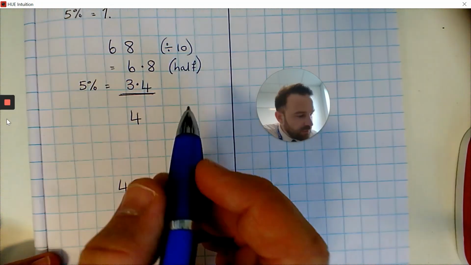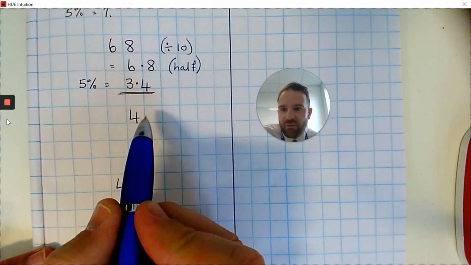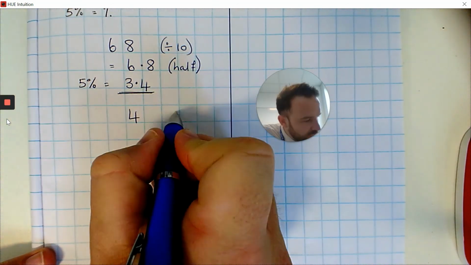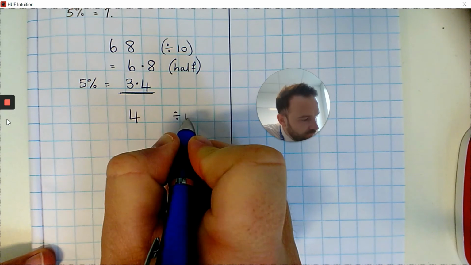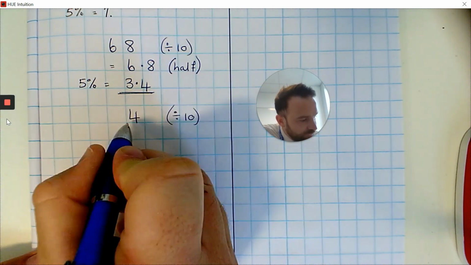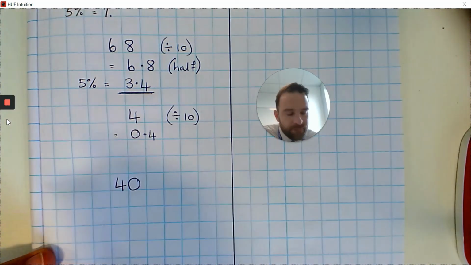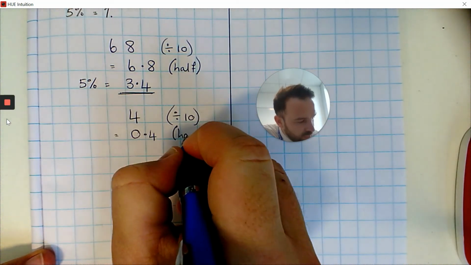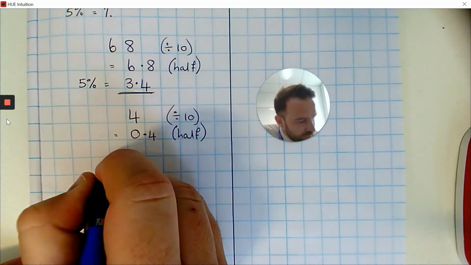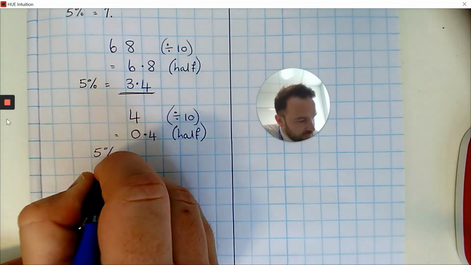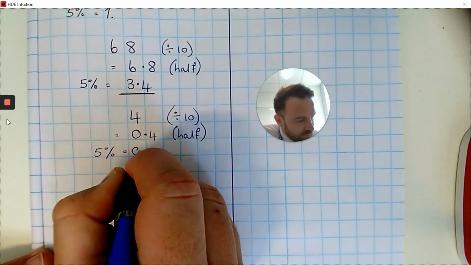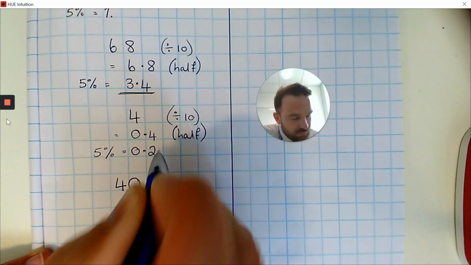Next example is to find 5% of 4. So again, first step, divide by 10. 4 divided by 10 equals 0.4. Then I'm going to half this number. So 5% equals 0.2.